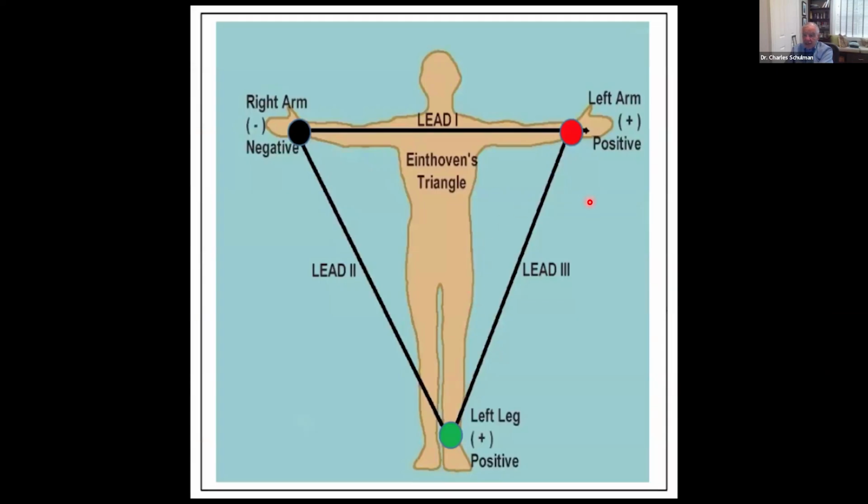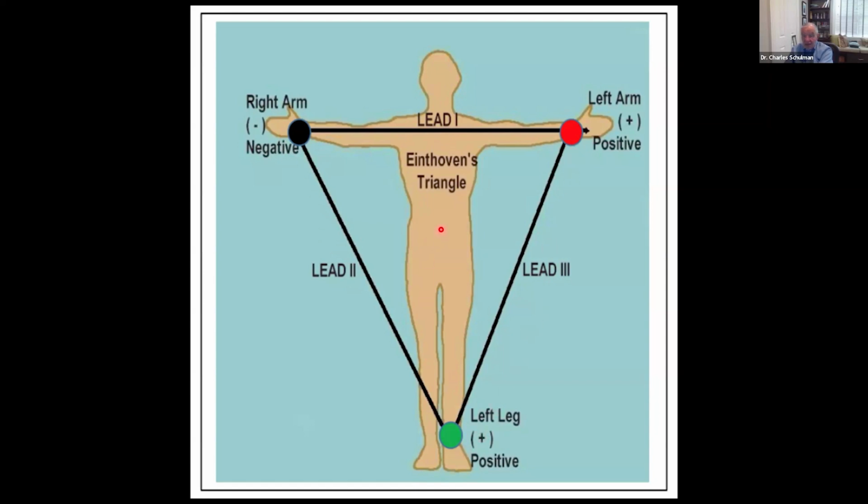This is what's called Einthoven's triangle. Right? Dr. Einthoven figured this out years ago. And so this shows what are called the bipolar leads. So lead one is positive in the left arm and negative in the right arm. That's a bipolar lead. Lead two is negative in the right arm and positive in the leg. Lead three is negative in the left arm and positive in the leg.